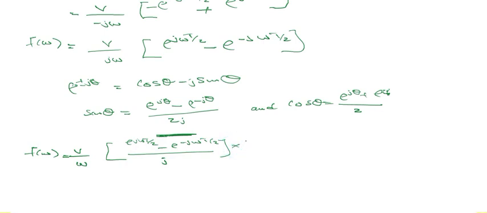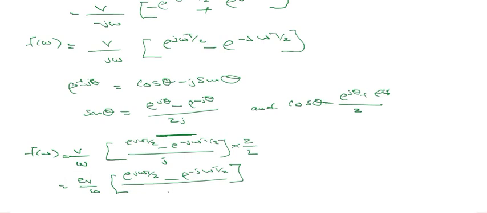So multiplying it by 1 means, if we said 2 divided by 2, this is still the same thing as 1. So we can have v over omega, open brackets, exponential j omega t over 2 minus exponential minus j omega t over 2, all over. So now if we multiply these two, let's bring this 2 to this place.